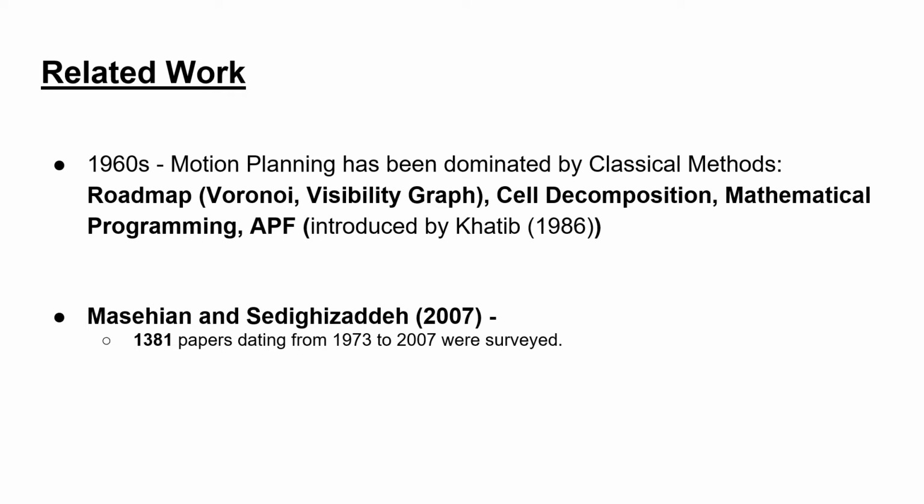And in the year 2007, Masehian and Sedighizadeh reviewed 1,381 papers from the year 1973 to 2000, and they were covering a significant depth of works in the robot motion planning field. In this work, a broad classification of different techniques were presented, and this will be talked about in the next slide, where the classification was made into three main parts: probabilistic, heuristic, and meta-heuristic approaches.